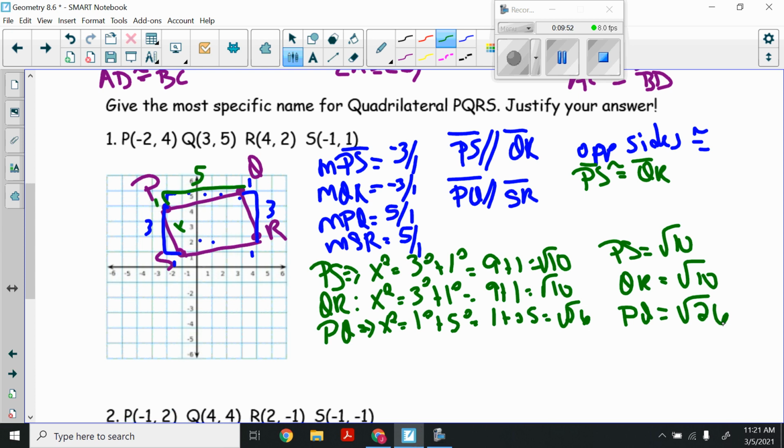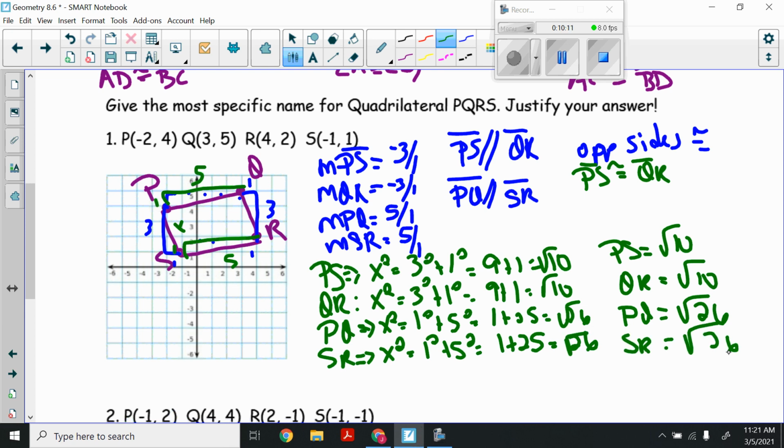And now I'm going to do this right triangle here. Again, 1 and 5. So SR, I get the same thing, 1 squared plus 5 squared. So again, I'm going to get 1 plus 25, 26, take the square root. So SR is the square root of 26. So now I see that PQ is congruent to SR as well. So I have opposite sides congruent. Up here I meant to say that opposite sides were parallel for my blue ones. So opposite sides parallel, opposite sides congruent.